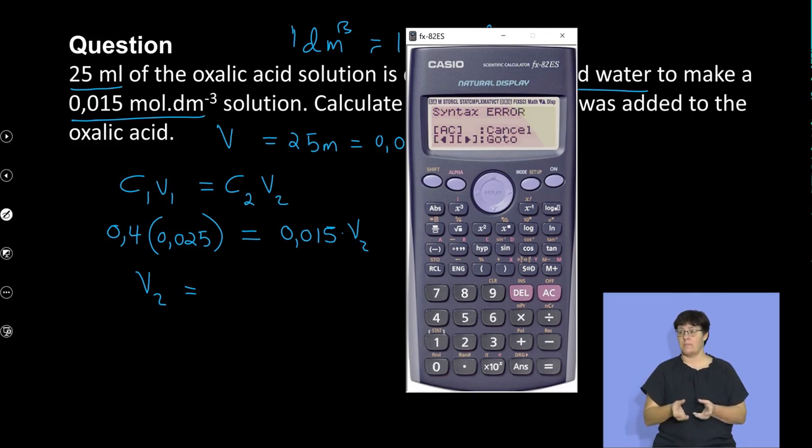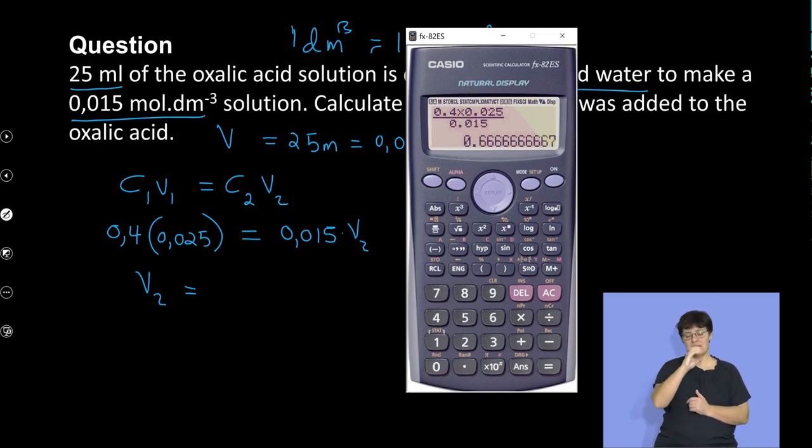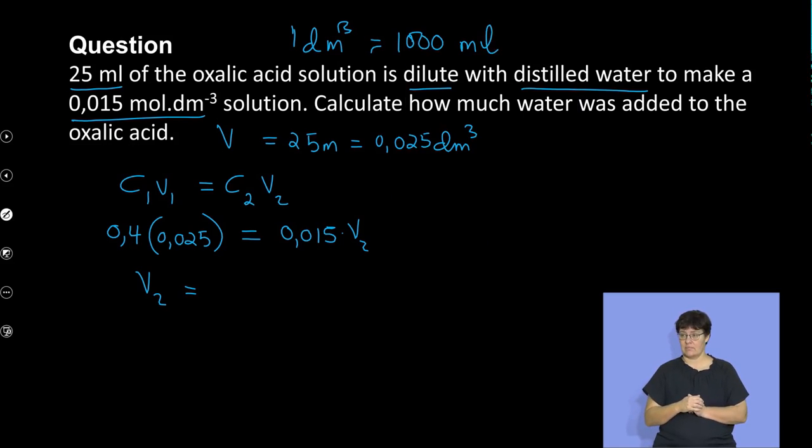What do we get? Okay, this gives us 3/2. So this is the new volume as a decimal fraction. The new volume is 0.67, right? 2 decimal places. So this is 0.67 cubic decimeters. Now, if the initial volume was 25 mils, and the new volume is 67 mils, because this is like 67 milliliters. So how much water was added?